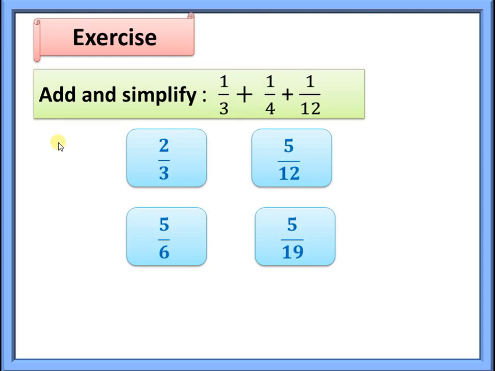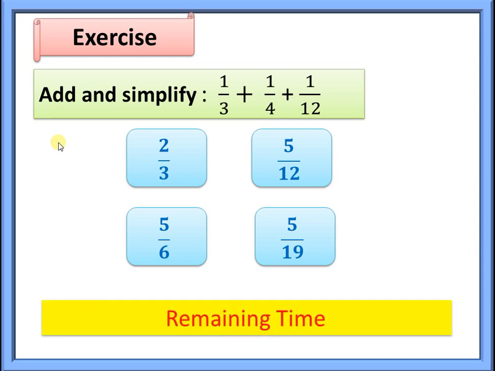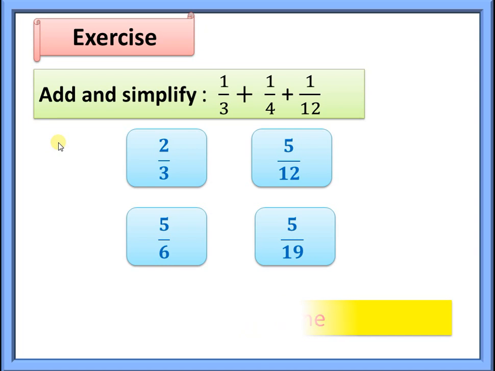Let's have our final problem. Add and simplify 1 over 3 and 1 over 4 and 1 over 12. Let's start the time. Time is up. And the final answer for this one is 2 over 3.